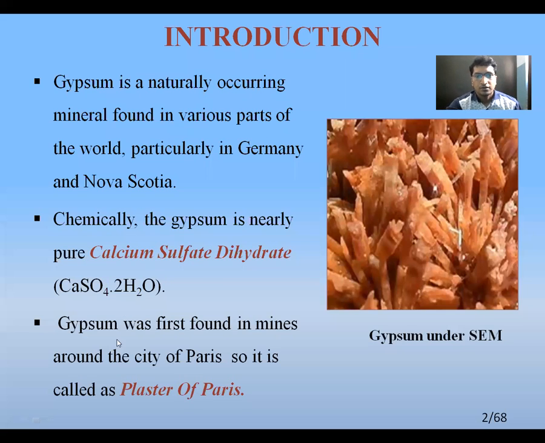Gypsum was first found in mines around the city of Paris, so it is also known as plaster of Paris. Whatever you see in your household, like the statues, are made from plaster of Paris. Even at home we use plaster of Paris, so it is nothing but a gypsum product. That is calcium sulfate hemihydrate.